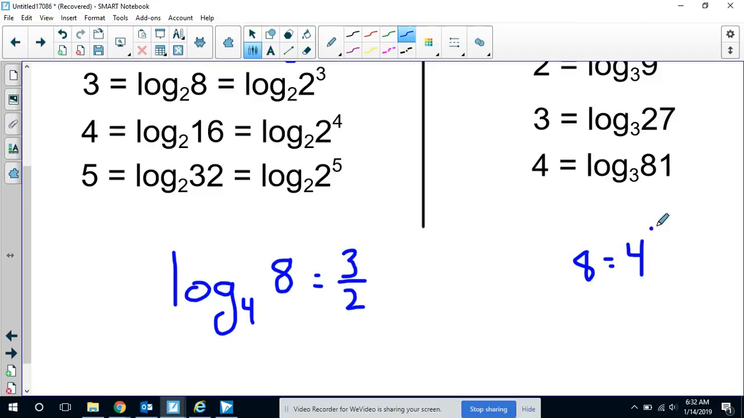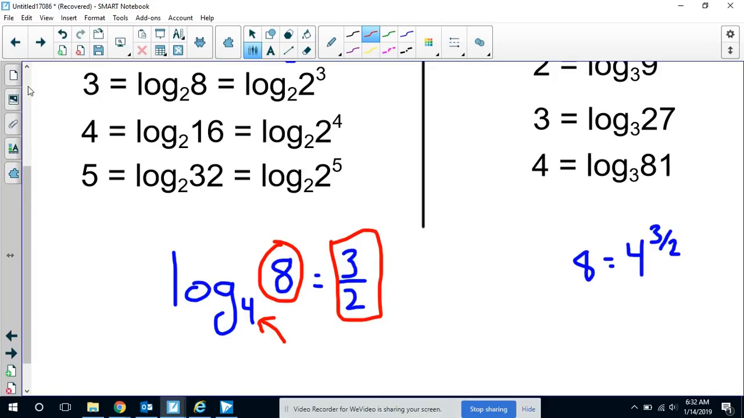So if we can somehow convert this number to be in terms of the base of the log, then we can figure out an exact answer for some logarithm. And that's because logs are inverses of exponential functions.